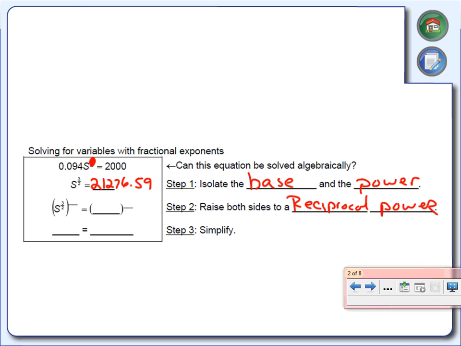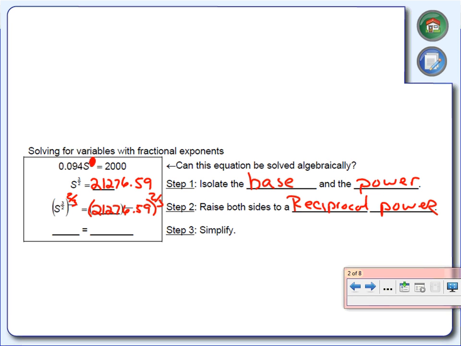So what they want us to do is take this s to the 3/2 power and raise it to the 2/3 power. And I'll show you why we're doing that here in a second. We're going to do the same thing on this side over here. Remember the number we had was 21,276.59. We're also going to raise that to the 2/3 power. Because remember, when you're working with equations, whatever we do to one side, we got to do to the other. So the question is, why did I do that?